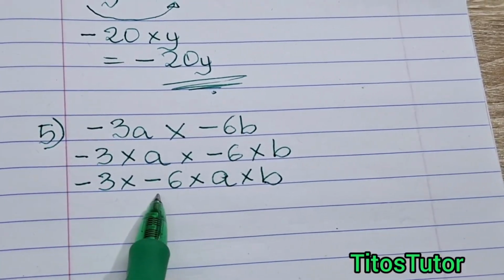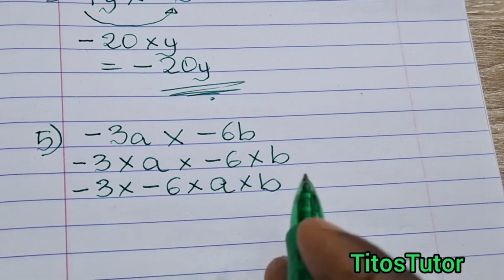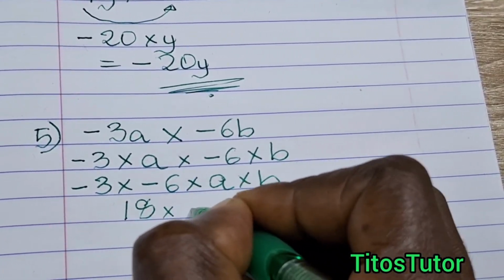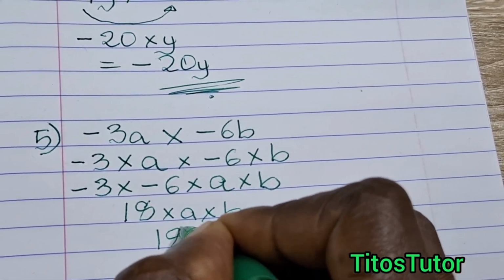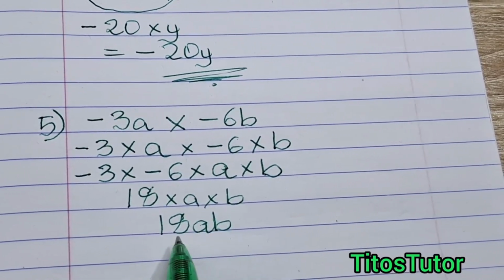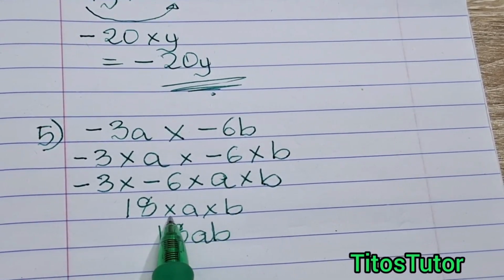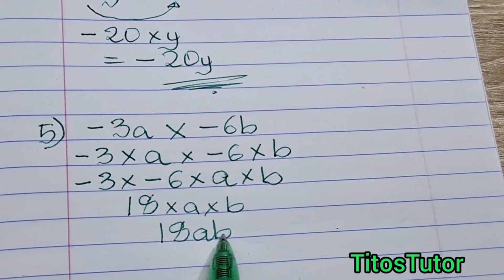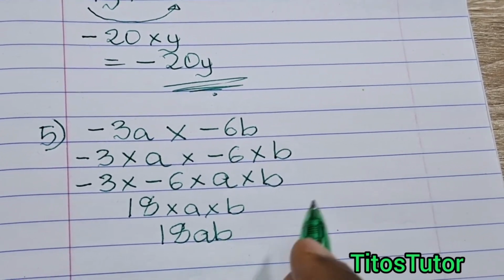So two negative numbers multiplying each other will give me a positive answer. So in this case, it is positive 18 multiplied by a and multiplied by b. This can actually stand side by side, because in algebra, when you have 18 with letters standing side by side, it actually means multiplication. So this is 18 times a times b, written in a simplified form as 18ab.